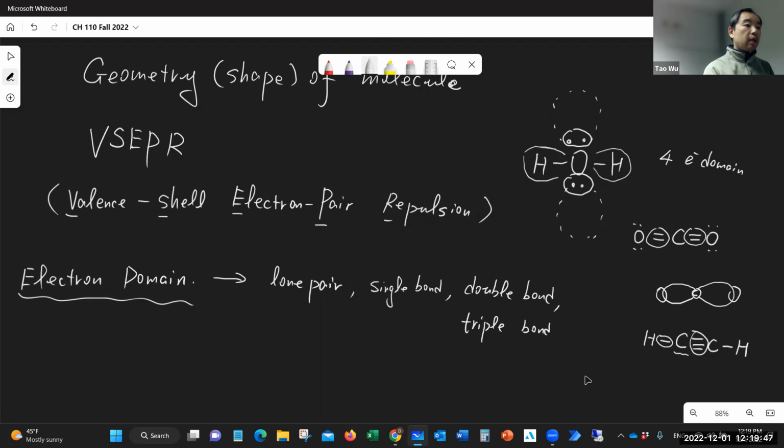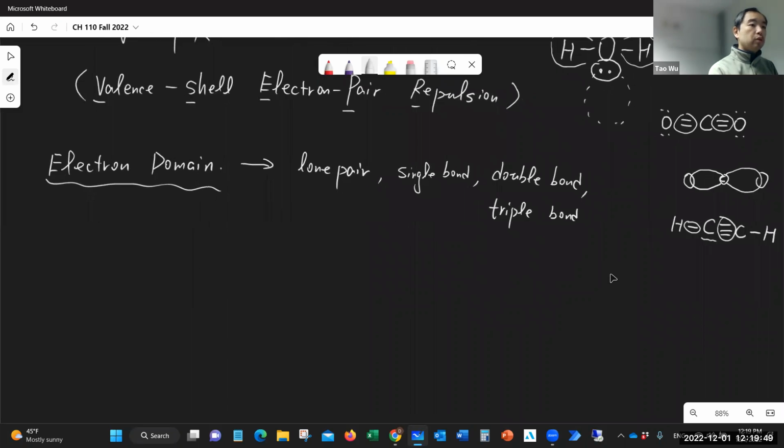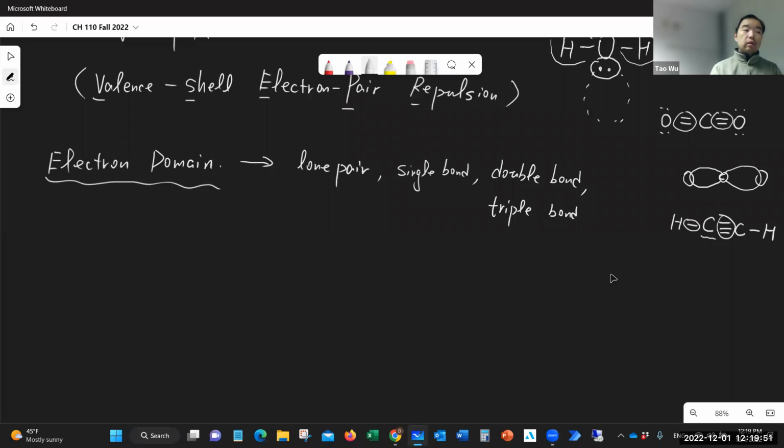So if you're clear about the electron domain, then it's going to be easier. If this molecule has 2 electron domains, then what's the shape?